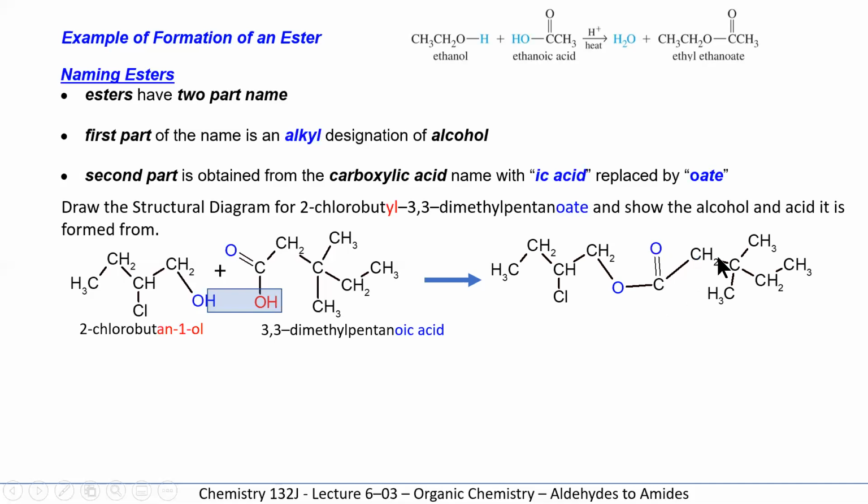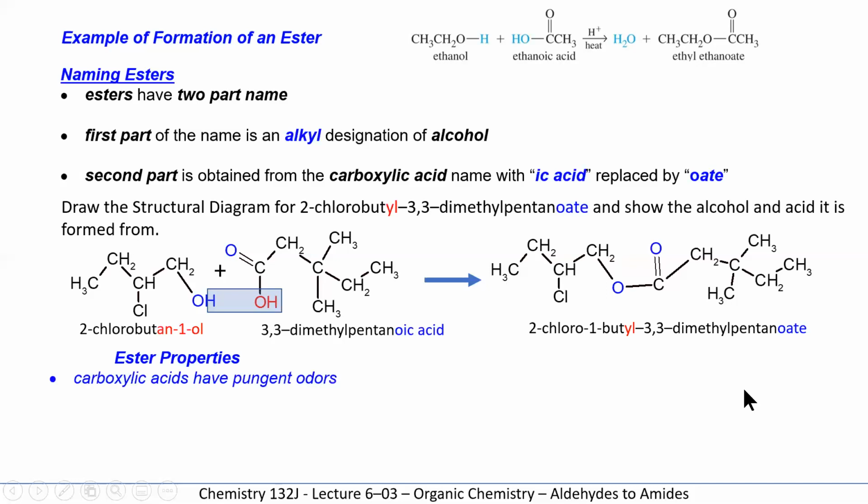So we go 1, 2, 3, 4, 5 carbons. So that's a pentanoic acid. And 1, 2, 3, we have a methyl group, 3,3-dimethyl pentanoic acid. We look at the alcohol group. It's a 1, 1, 2, 3, it's a 1-butanol. And we have a 2-chloro-1-butanol is the name of the alcohol that it came from.